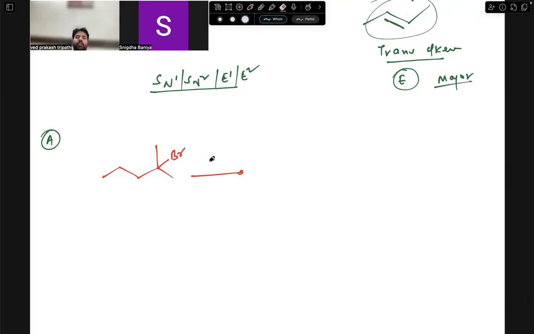NaOH. This is NaOH. So look at how we can identify the nature of reaction. First of all, this is a tertiary halide. The second thing, the nature of reagent: it is a strong base and what? NaOH is a strong base and a strong nucleophile.